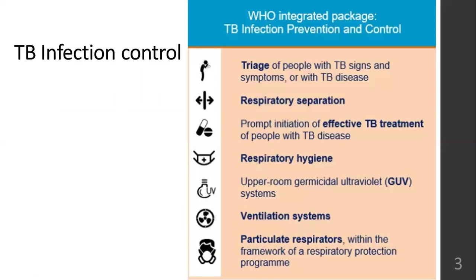So, TB infection prevention and control: some key strategies given by WHO. WHO has an integrated package of TB infection prevention and control. There are 7 steps in that. The first step is triage of the patient.